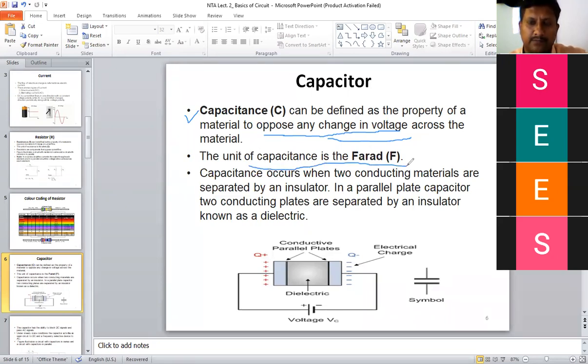So capacitance is measured in terms of farad. The unit is farad, denoted by F. Most of the capacitors are millifarad, microfarad, nanofarad, picofarad. Okay. So the value of a capacitor is nearly small.